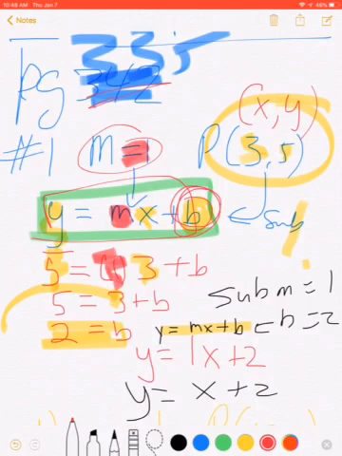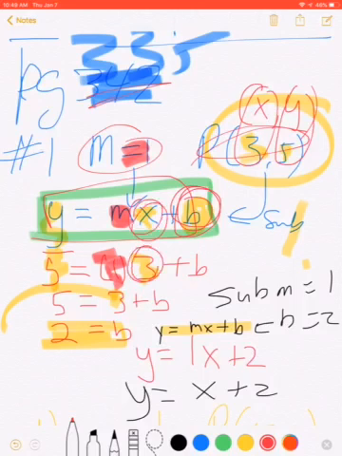In this question, m is 1. You have y equals mx plus b, and m is 1, and you have a point: the line passes through the point (3, 5). So there's your x value, there's your y value. x is 3, y is 5, and you sub in x is 3 over here, and then you sub in y is 5 over here. When you sub those in, you get 5 equals 3 plus b.